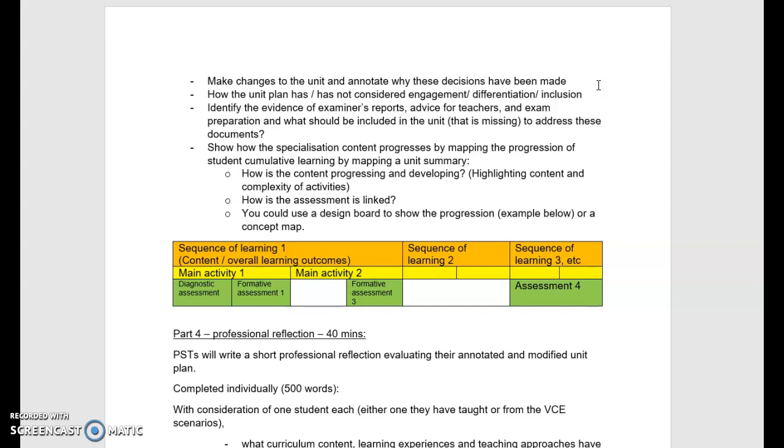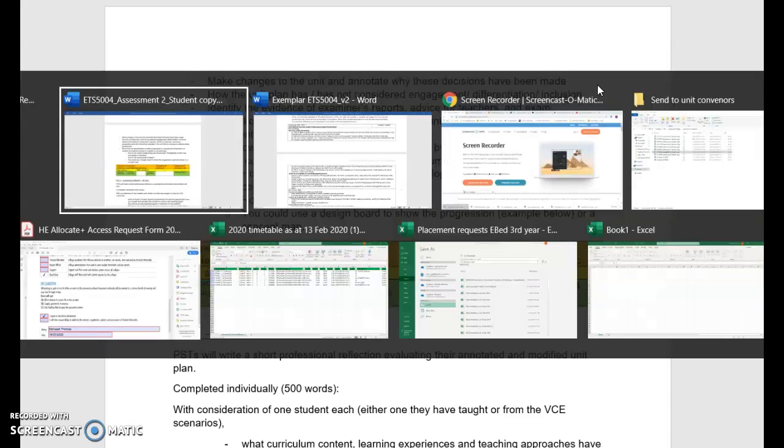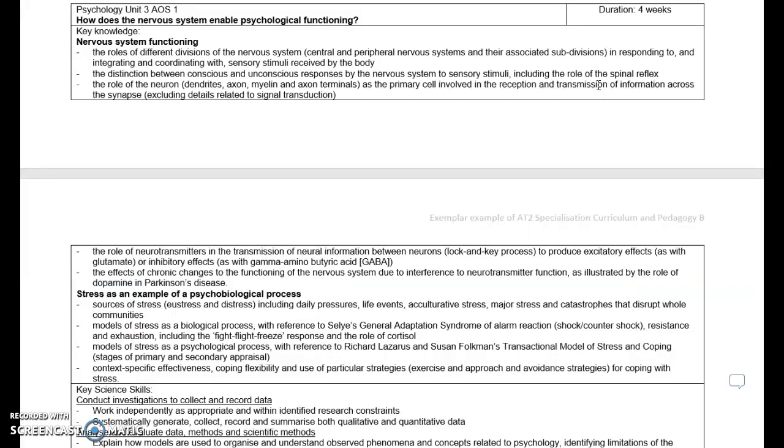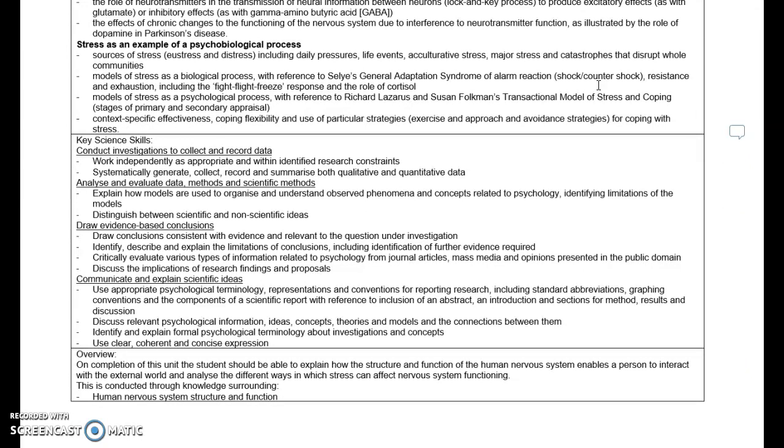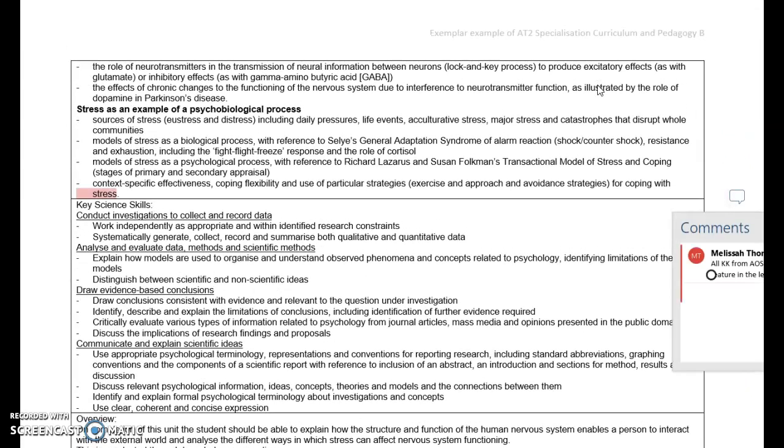So if we take a look at an example from psychology, and we say, okay, we're looking at area of study 1 in unit 3. This would be an example of what the teacher could give you, okay? And you will not necessarily do this on the computer, you might do this by hand, but this example's on the computer, and that's fine. You could write little comments. So I've got little comments on the side. You can't quite see that, but I've said, okay, well, all of the key knowledge from area of study 1, unit 3 have been covered and feature in the lessons.